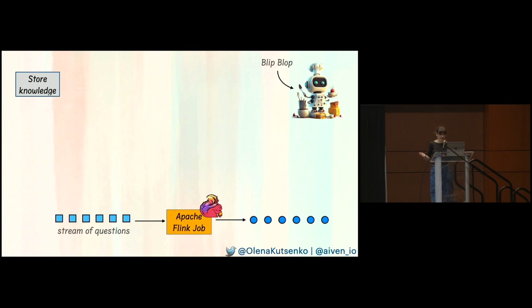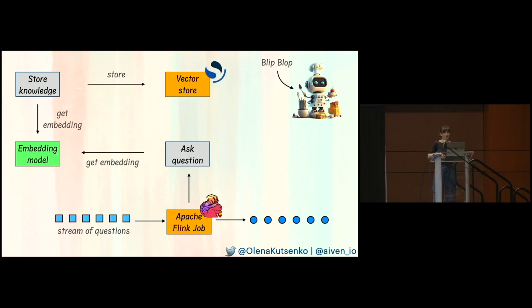But how exactly can we do it? So first of all, we are working again with vector search, but we take the knowledge store, your documentation, we chunk it into pieces, and we use an embedding model to store the data in a vector store.